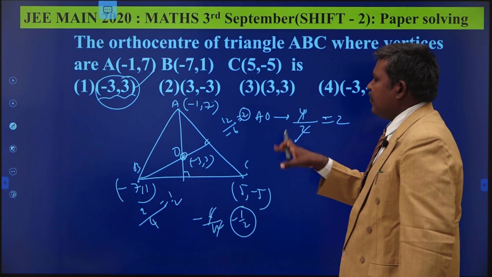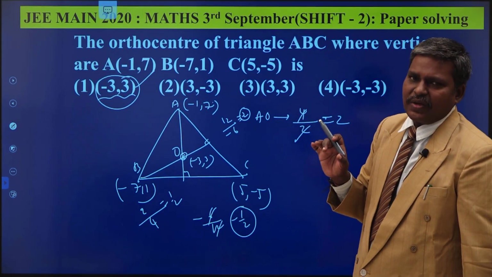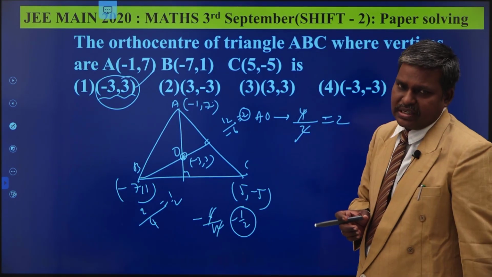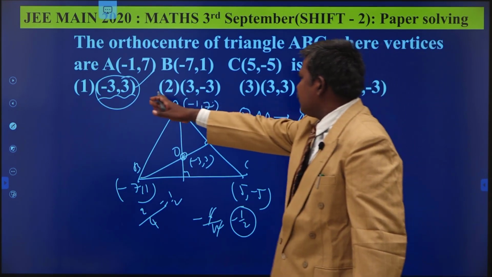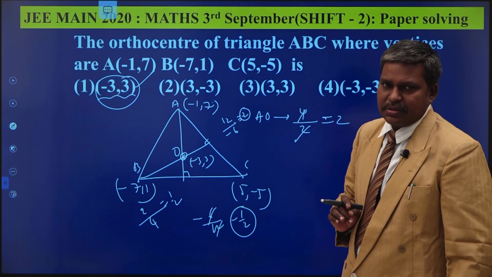In this manner, verify whether the product of slopes is equal to minus 1 or not. You can easily find the orthocenter. If it is not possible, then check the other options. Okay.